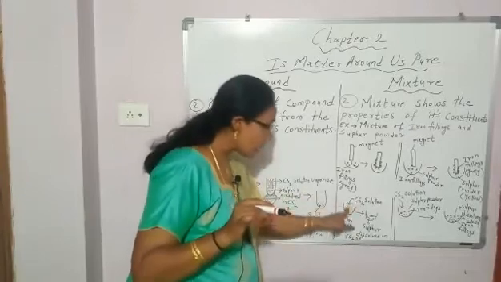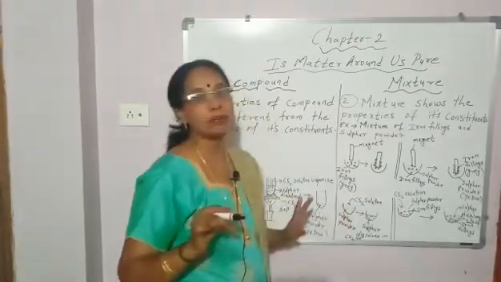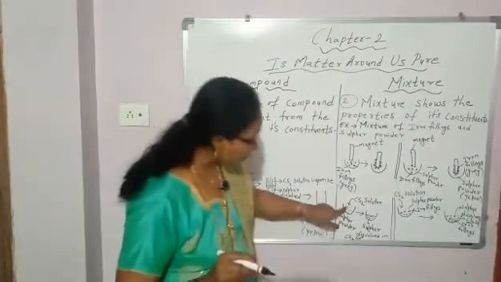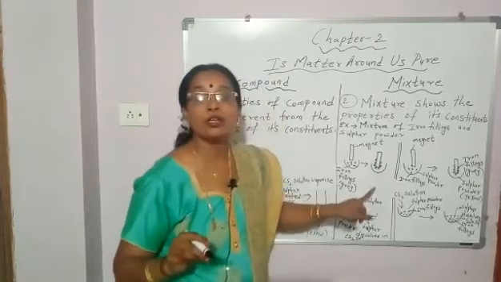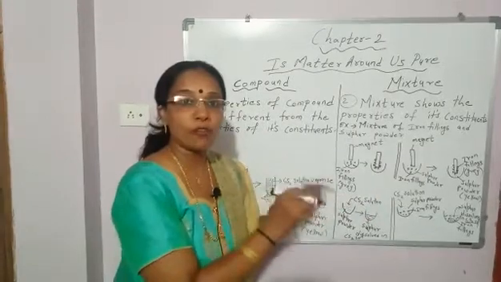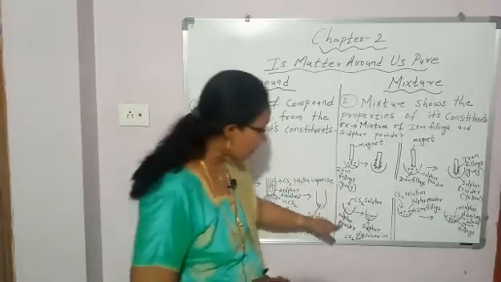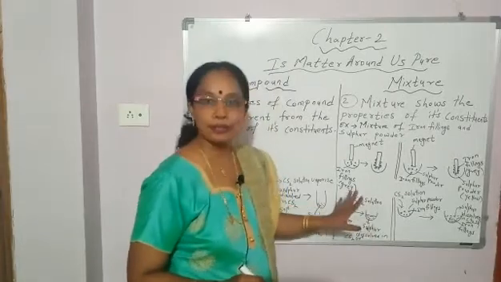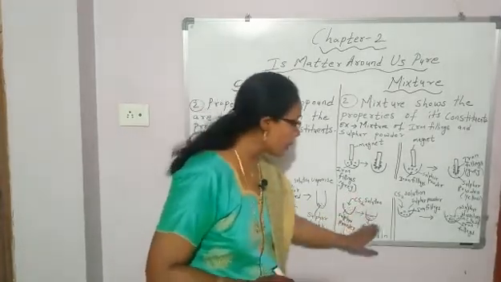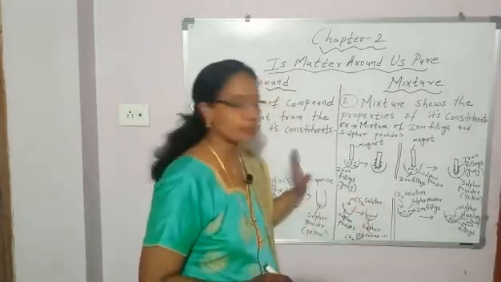Add carbon disulfide solution to sulfur powder. So sulfur dissolves in carbon disulfide solution. This is the property of sulfur. You will see a yellow solution when you mix it.